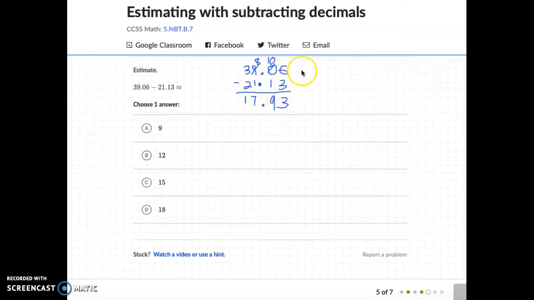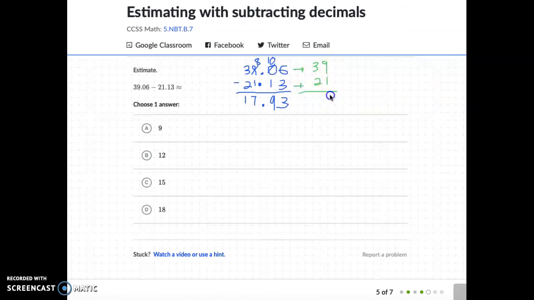So if we do the method that I taught you, let me get another color here. Let's do green. So it's going to be 39.06 is rounded down to just 39. 21.13 is also rounded down to 21. So all we're going to do here is add these two numbers.